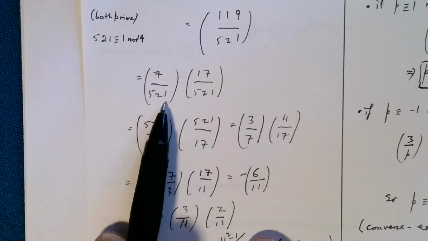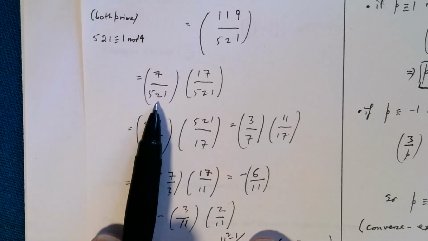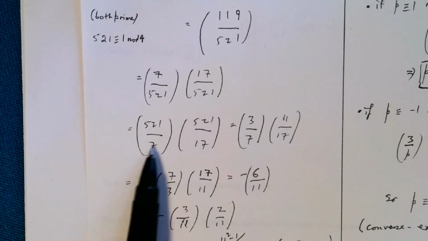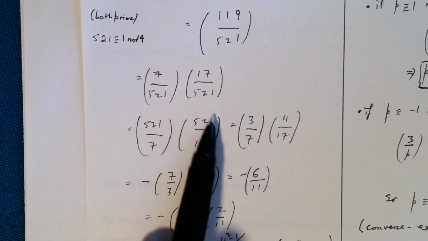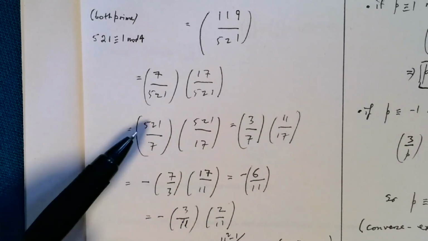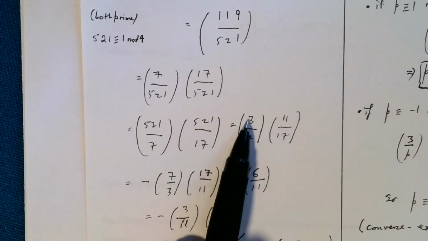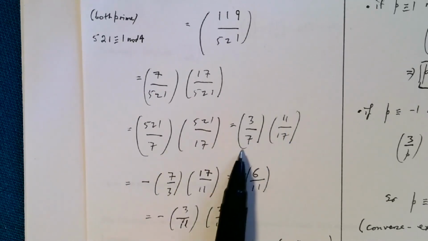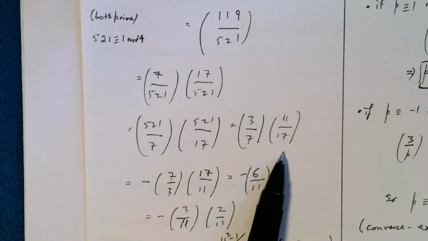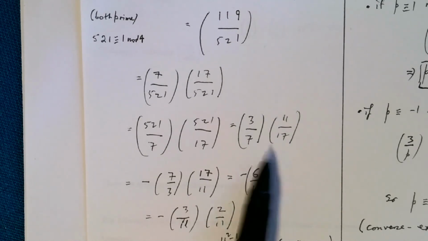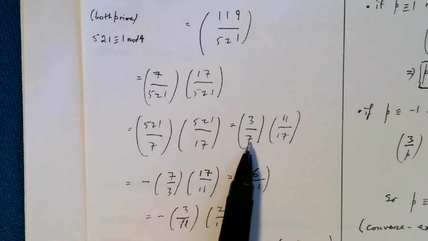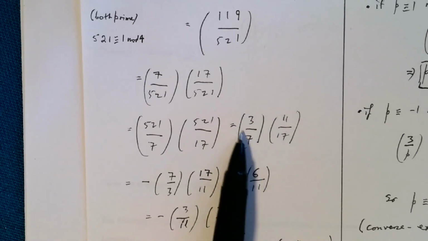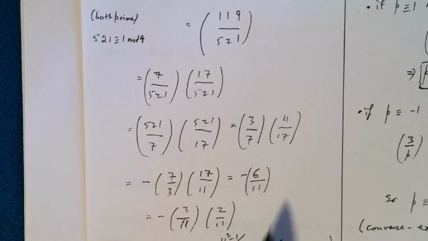So the 521, remember, was a 1 mod 4 prime. I just need one of these two to be a 1 mod 4 prime, so I can flip it upside down. In fact these are both 1 mod 4 primes, so I can flip them upside down. Now I can read 521 mod 7, which is 3, and I can read 521 mod 17, which is 11. You see how I've broken this down, the numbers are much smaller now. Now in this case, 7 and 3 are both 3 mod 4 primes, so when I flip these around, I get a minus sign. 17 is a 1 mod 4 prime, so I can flip that without penalty.